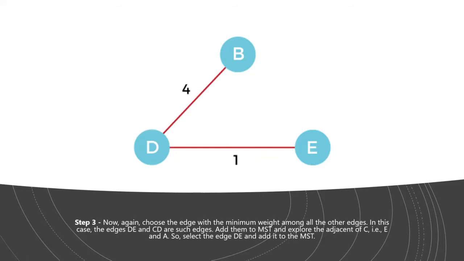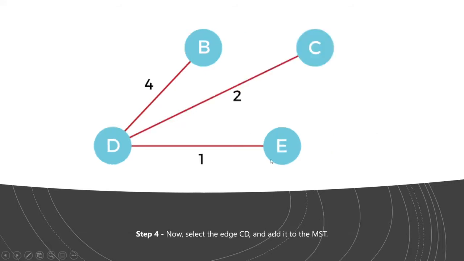Now on to step 3. Now again, choose the edge with the minimum weight among all the other edges. In this case, the edges DE and CD are such edges. Add them to the minimum spanning tree and explore the adjacent of C, i.e., E and A. So select the edge DE and add it to the minimum spanning tree. Now on to step 4. Now select the edge CD and add it to the minimum spanning tree.